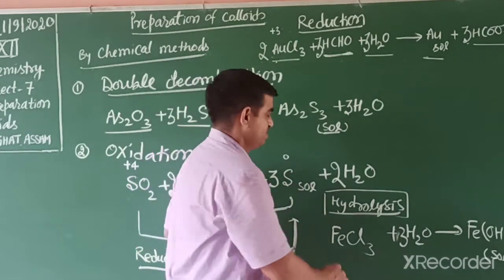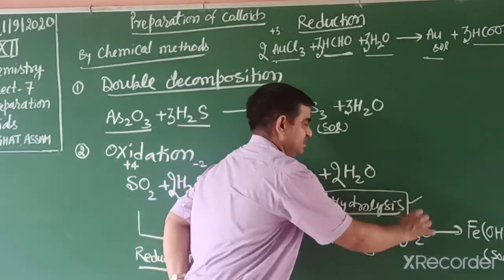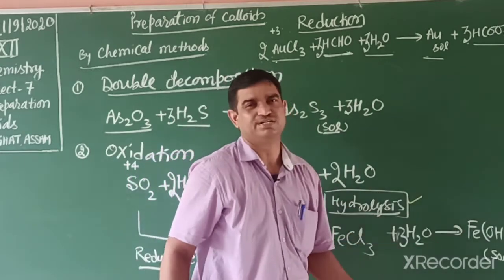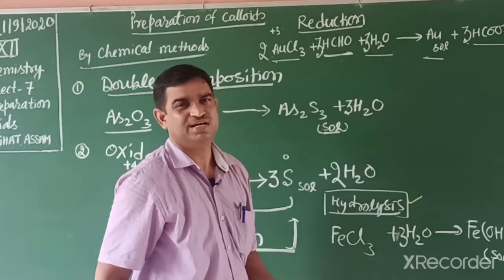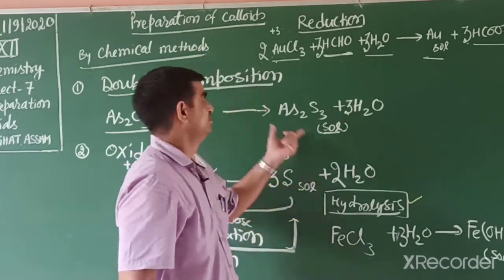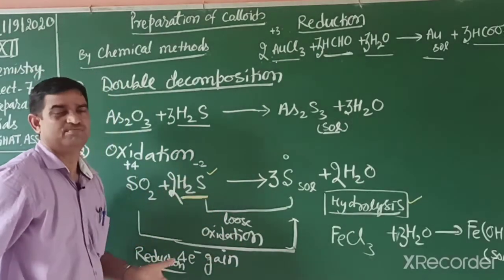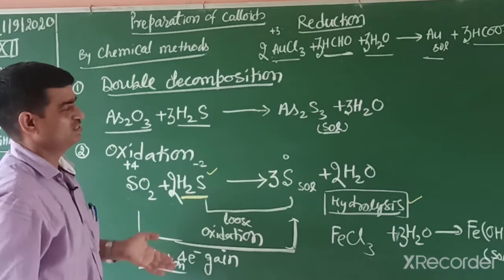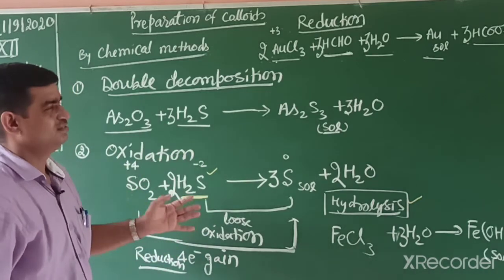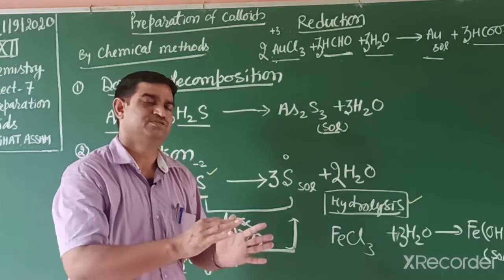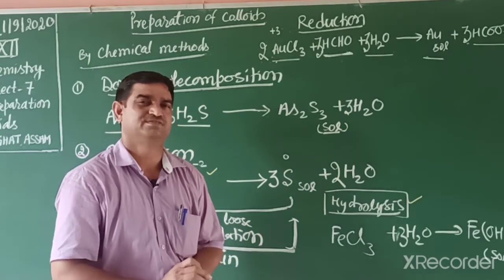The last one, ferric hydrolysis: ferric chloride when simply mixed in water converts into ferric hydroxide, brown in color, and a small amount of electrolyte is needed for this preparation. In this way, we can prepare by the chemical method. Slightly difficult, but sometimes it comes. Explain by these reactions how you can prepare lyophobic sol, meaning liquid-hating colloids.